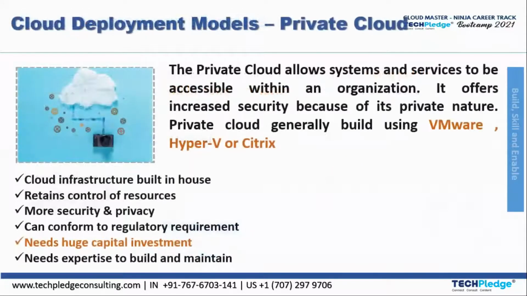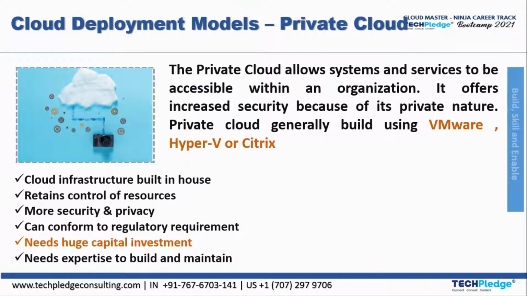So moving on to the next, we first go to the private cloud model. Private cloud allows the systems and services to be accessible within an organization. So what does the private cloud do? In the picture, as you can see, this is a cloud and it belongs to a private organization, so it's just accessible by that organization. It offers increased security because of its private nature. When we talk about a private cloud, we can consider the confidentiality in it. Whatever confidential information there is, we can entrust it to a private cloud.